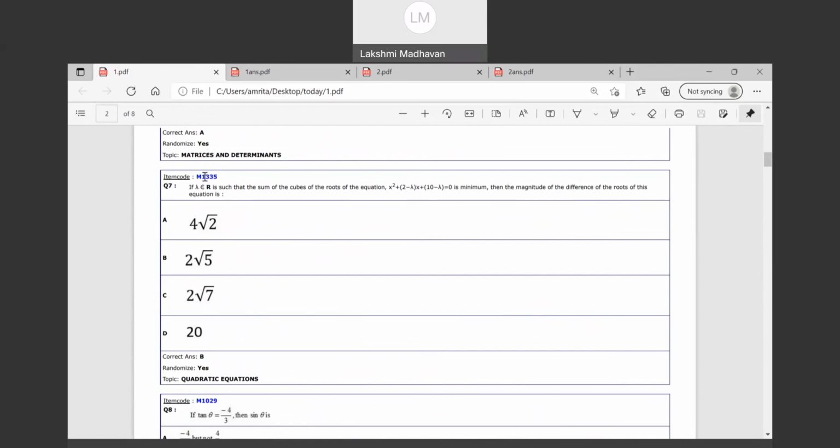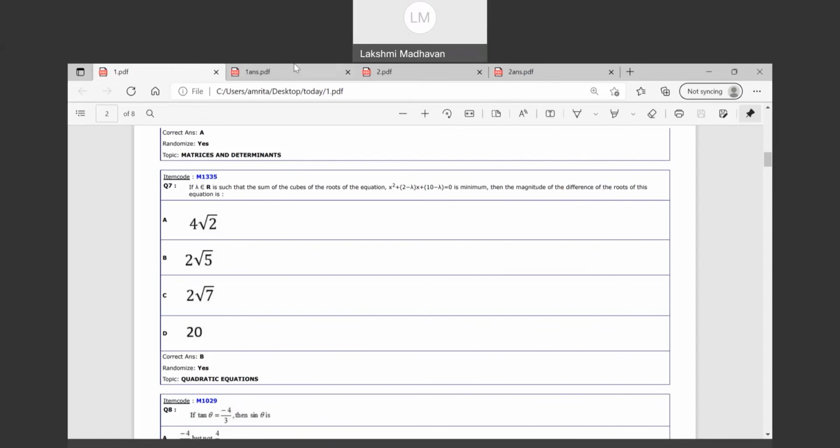Just try to read the question once again. Lambda belongs to R such that sum of cubes of roots of the equation x square plus (2 minus lambda) x plus (10 minus lambda) equal to 0 is minimum. So sum of the cubes of the roots of the equation is minimum. We have to find out the magnitude of the difference of the roots of this equation.